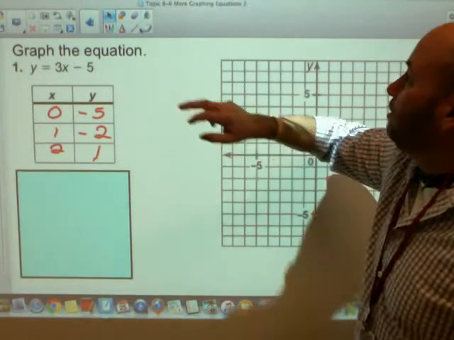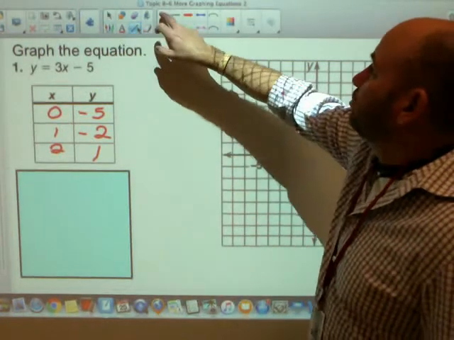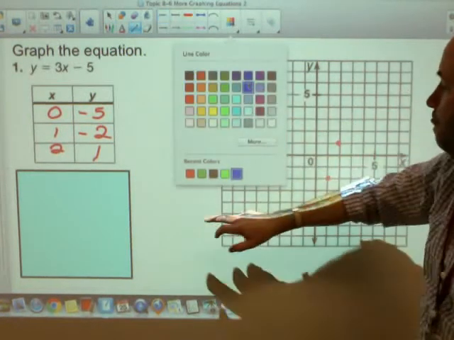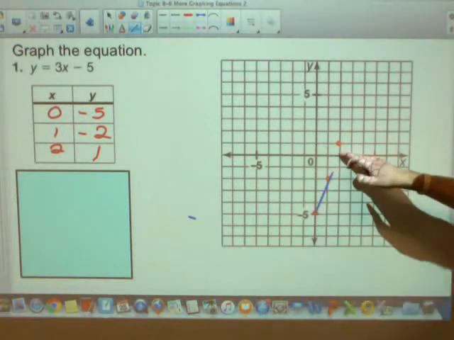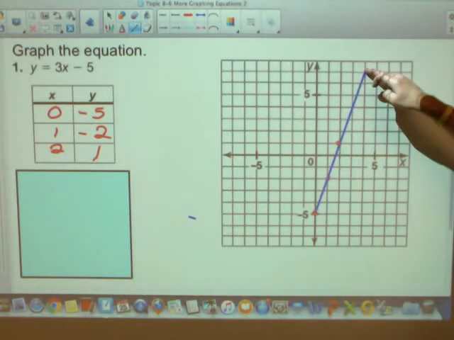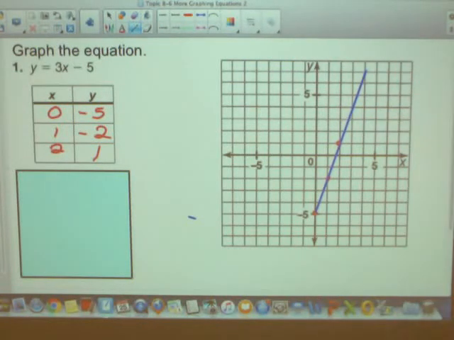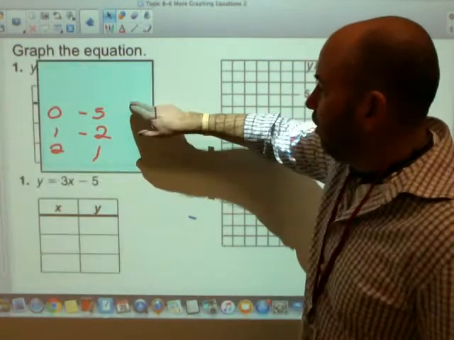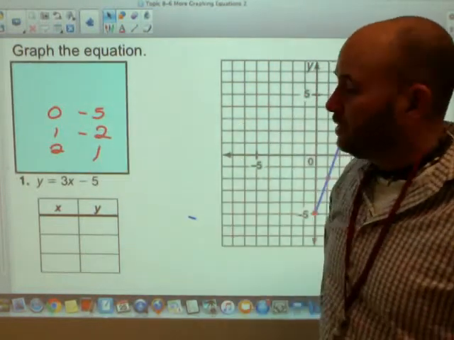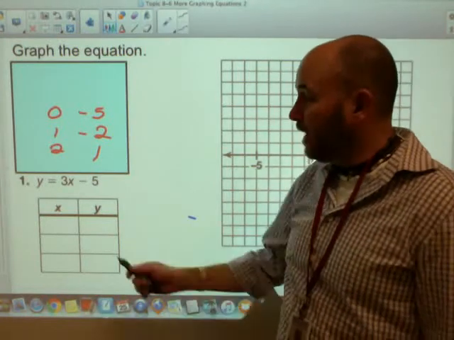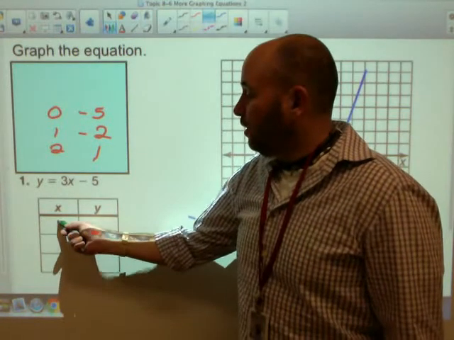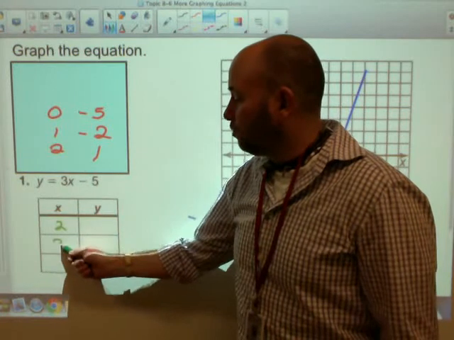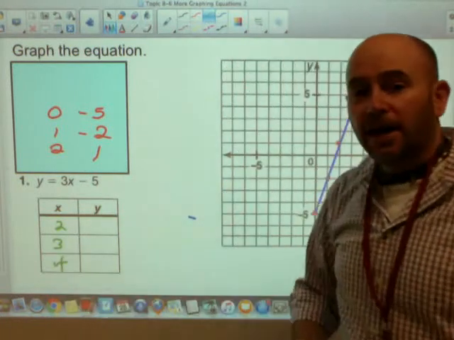So now I can draw my line on there. Just like so. All right? And that's what it looks like. Right like that. Okay? Pretty close. All right. Now, what I could do then is I could also try it with different numbers if I wanted to. Some of you may have decided to go with 2, 3, and 4 as your values.